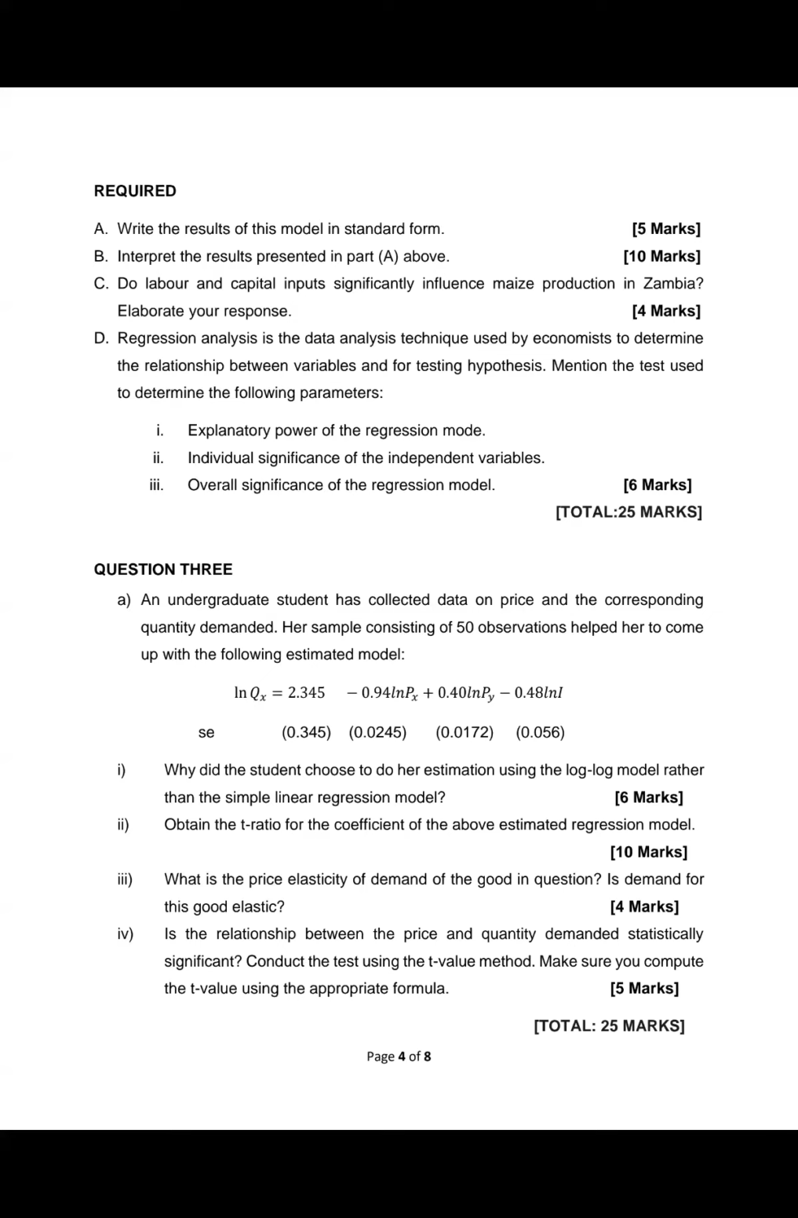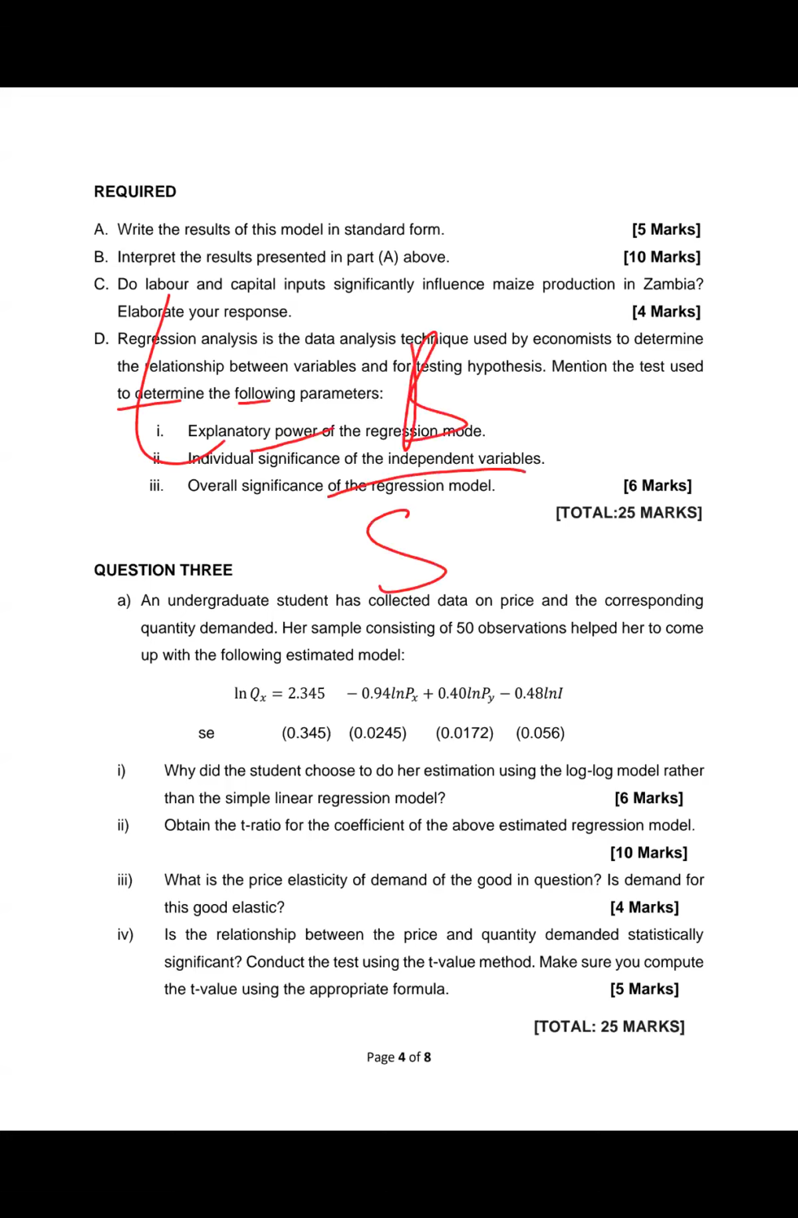Obtain the t ratio for the coefficient of the following estimated regression. What is the t ratio? You know how to find the t. The t ratio is equal to beta over standard error.